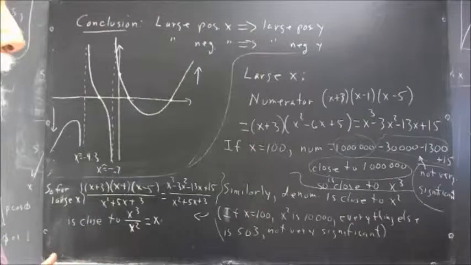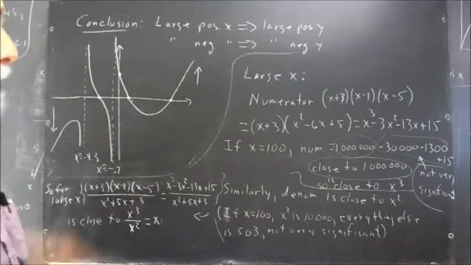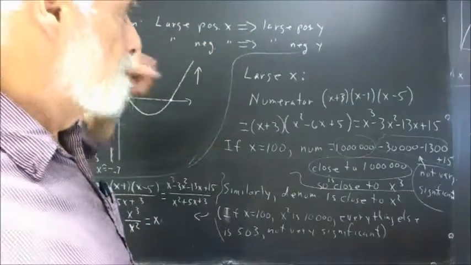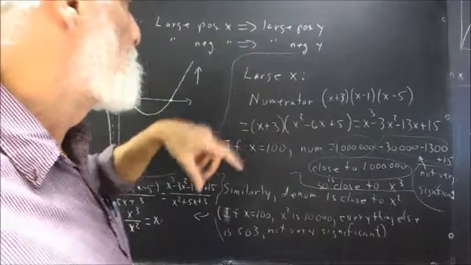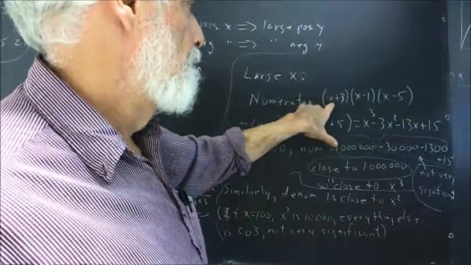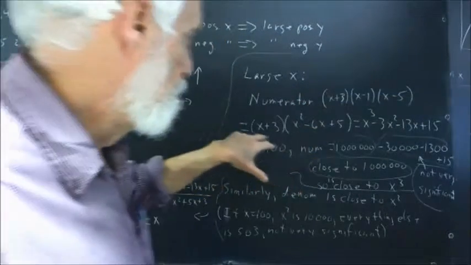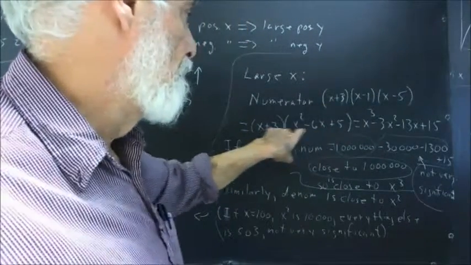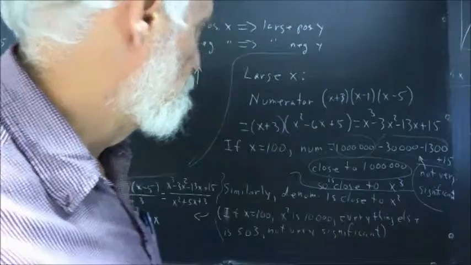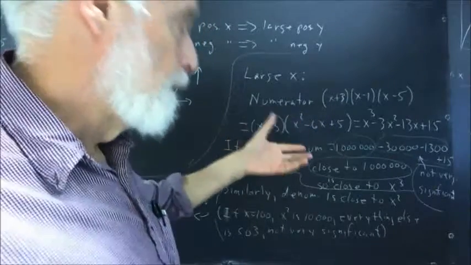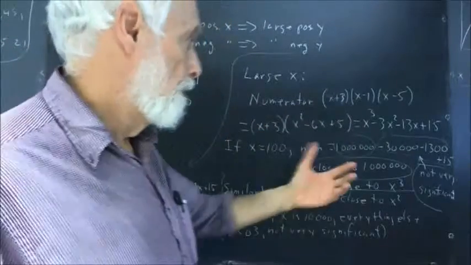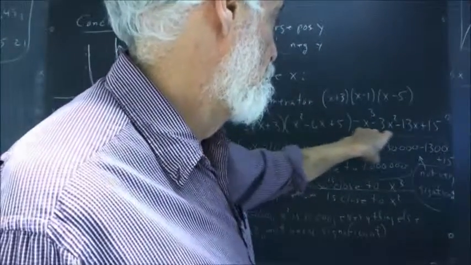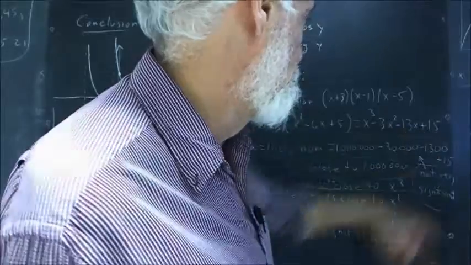There's even more we can say about the graph of this function. Okay, so let's look at it just a little differently. For large x, the numerator is, well, we know what the numerator is. And we expand this. x minus 1 times x minus 5 gives us x squared minus 6x plus 5. Multiplying that by x plus 3, we would use the distributive law, write it out carefully, but I believe this is correct. Okay, we get x cubed minus 3x squared minus 13x plus 15.